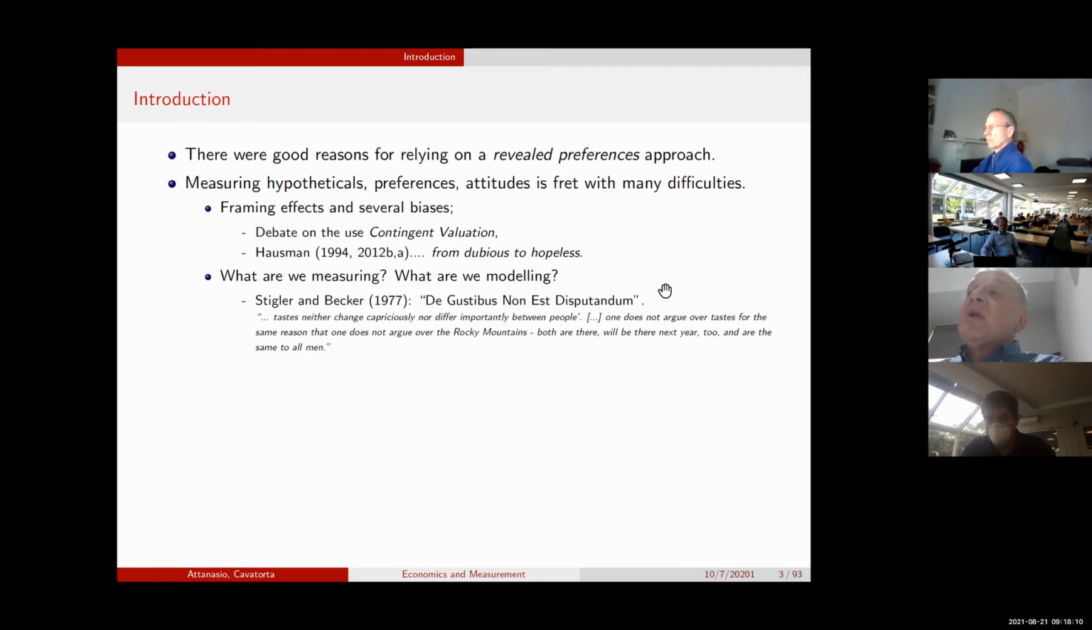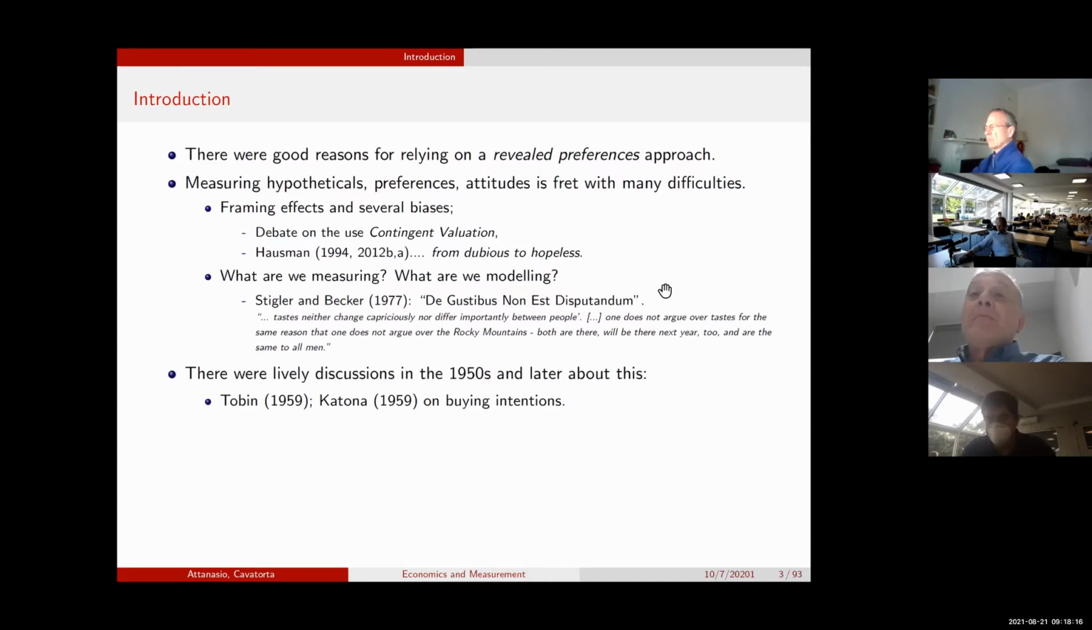Mountains, both they're there, they will be there next year too, and are the same to all men. I guess women were not included in this discussion at the time. There have been in the profession some really interesting and lively discussions. Back in the 50s, for instance, there was an interesting debate between James Tobin and George Katona.